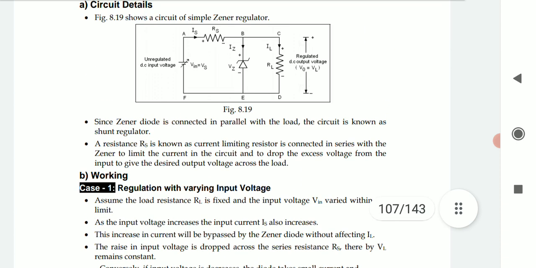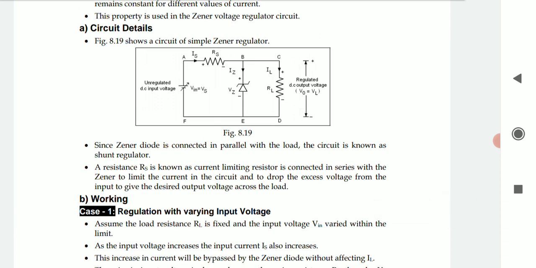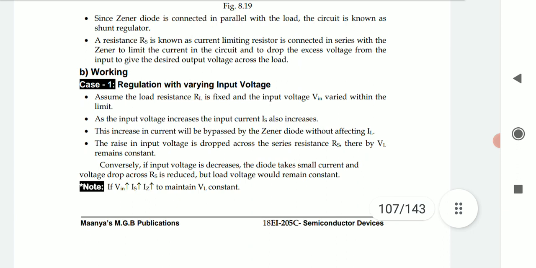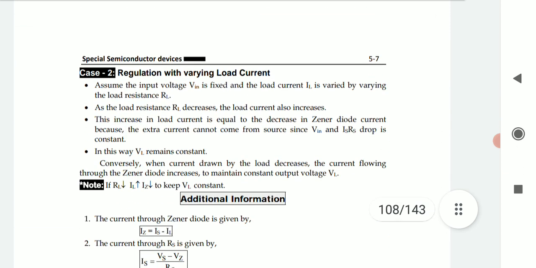Here what will happen is, if the current is more, that current will flow through the Zener diode because it offers low resistance. So the amount of current through RL is constant. If the input current is low, the complete current will flow through RL only and it gives the constant output. This is the main function of the voltage regulator using the Zener diode.